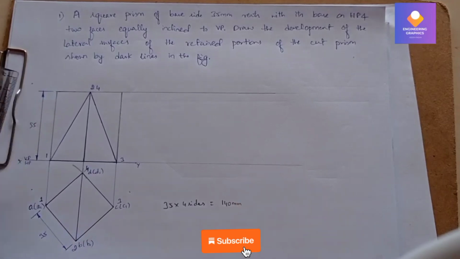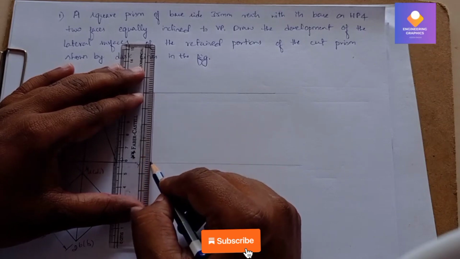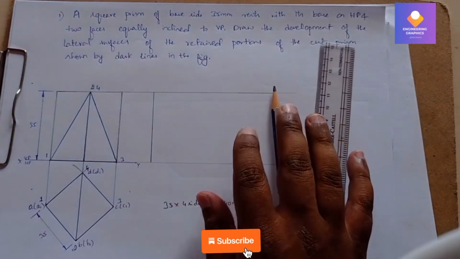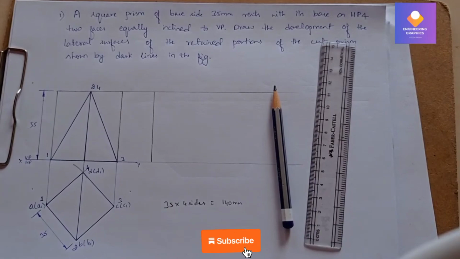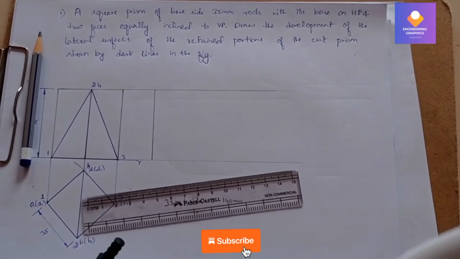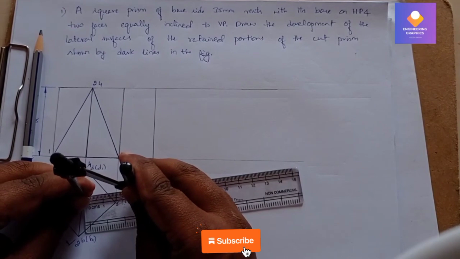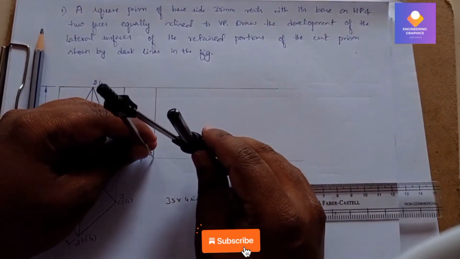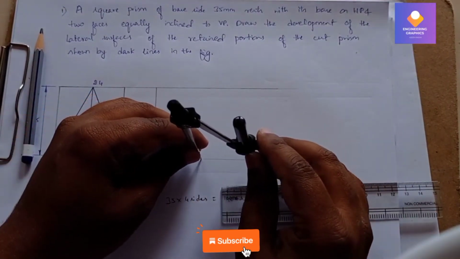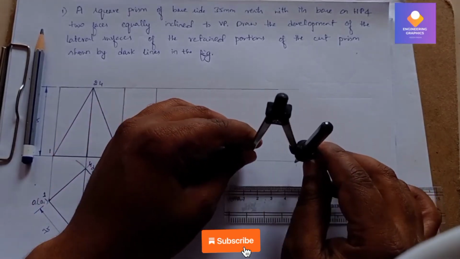So first we will take the initial edge here, the initial reference point. From there, you can see it has 4 sides, and each of the sides is 35 mm. You can measure from the scale, or you can measure the same length from the top view of the first diagram. 35 you need to measure and cut 4 arcs. 4 arcs you have to cut here.